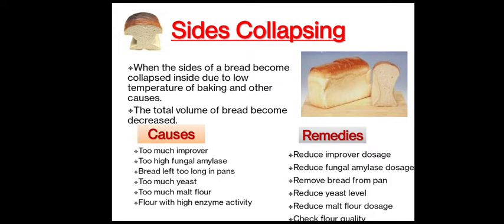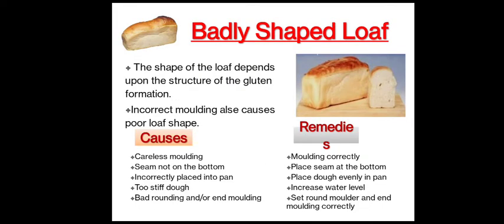Here are some causes. First cause is too much improver, too high fungal amylase, bread left too long in pan, too much yeast, too much malt flour, flour with high enzyme activities. Here are some remedies. First remedy is reduce improver doses, reduce fungal amylase doses, remove bread from pan, reduce yeast level, reduce malt flour use.